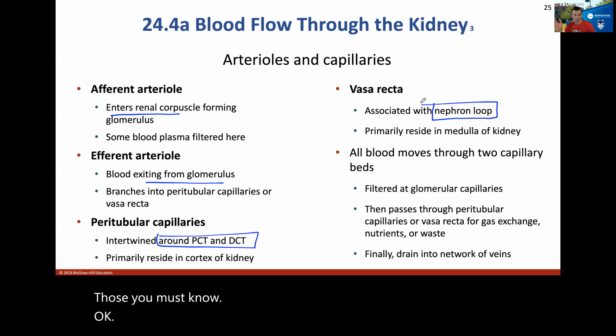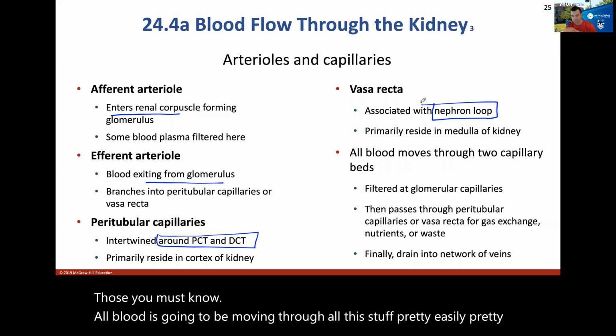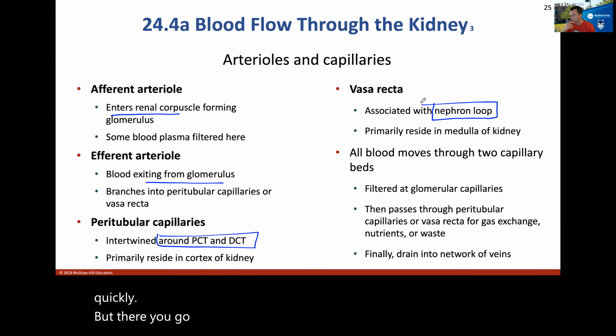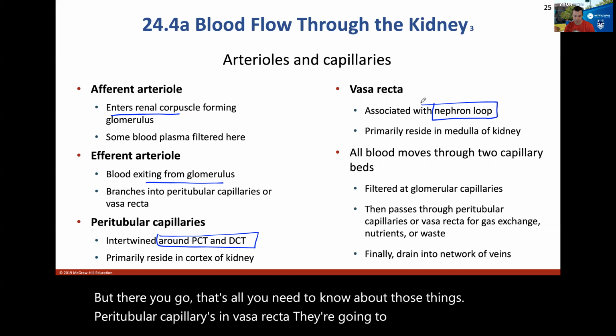All blood is going to be moving through all this stuff pretty easily, pretty quickly. But there you go. That's all you need to know about those things. Peritubular capillaries and vasa recta are going to be important in helping to form urine.